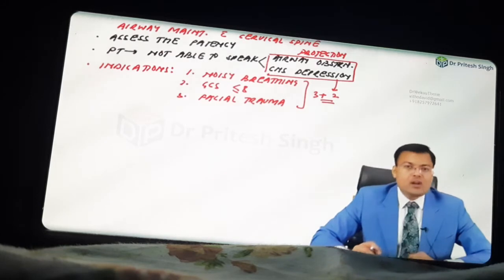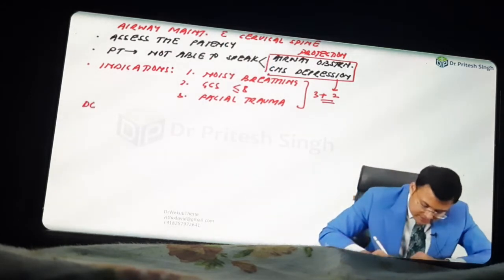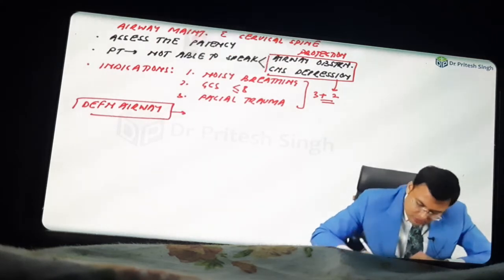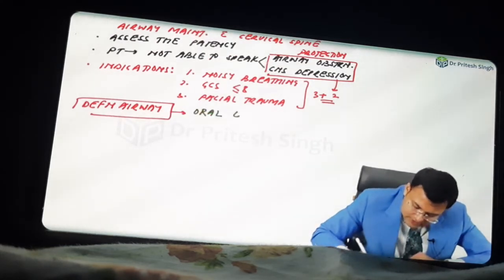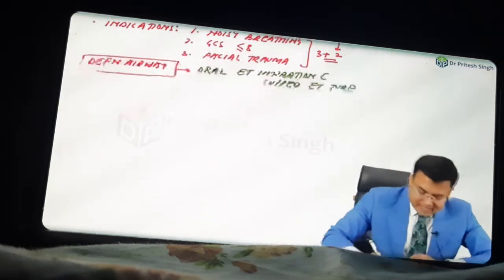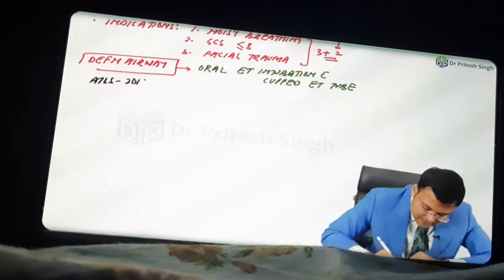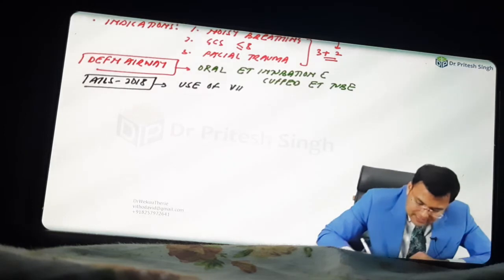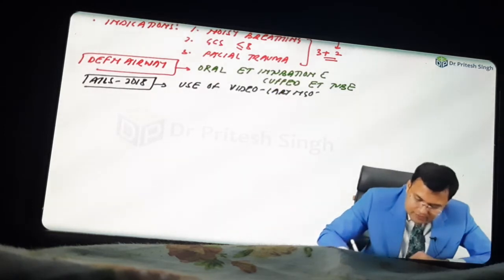Now 2-3 basic things. What is the definitive airway? The definitive airway is oral endotracheal intubation with cuffed endotracheal tube. Now, what is the ATLS 2018 update? It recommends use of video laryngoscopy for intubation.